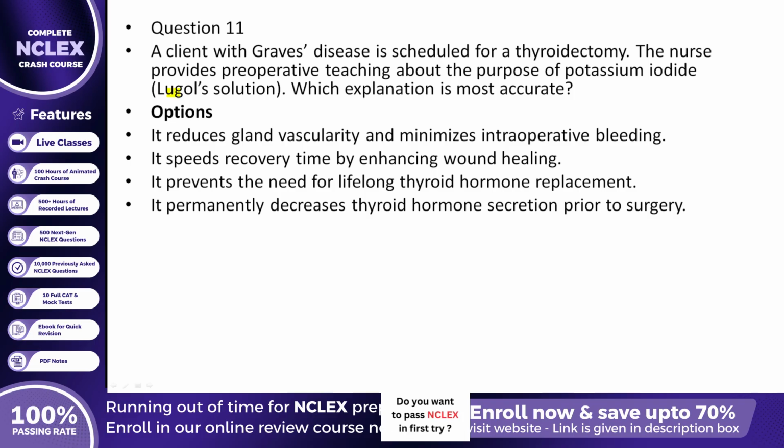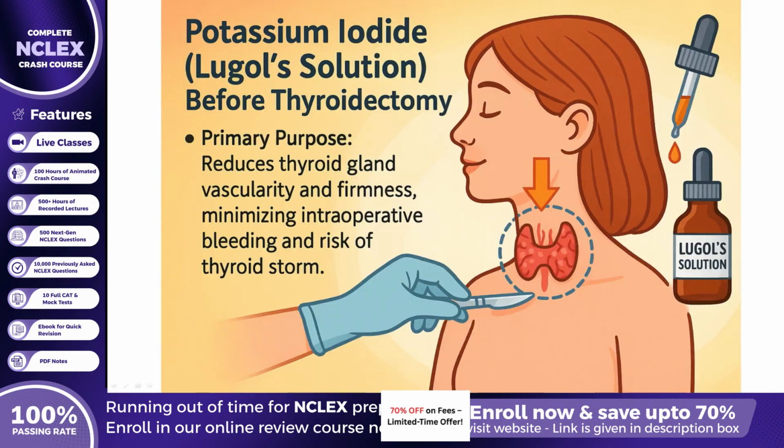Could it be that it firms the thyroid gland so it is more easily removed? Might it decrease the overall length of postoperative recovery time? Could the correct explanation be that it reduces the vascularity of the thyroid gland, thereby decreasing the risk of postoperative bleeding? Or perhaps the teaching should emphasize that it eliminates the need for lifelong thyroid hormone replacement after surgery. Out of these possibilities, the correct answer is option 3. It reduces the vascularity of the thyroid gland, thereby decreasing the risk of postoperative bleeding.